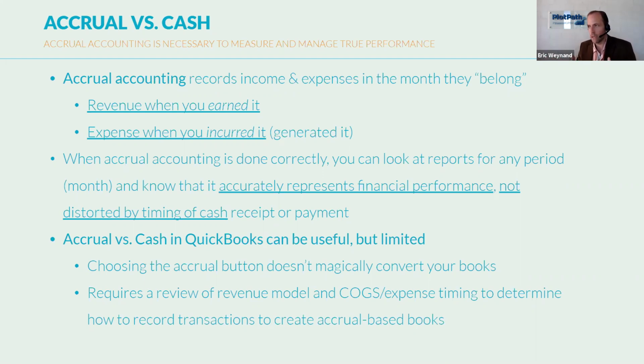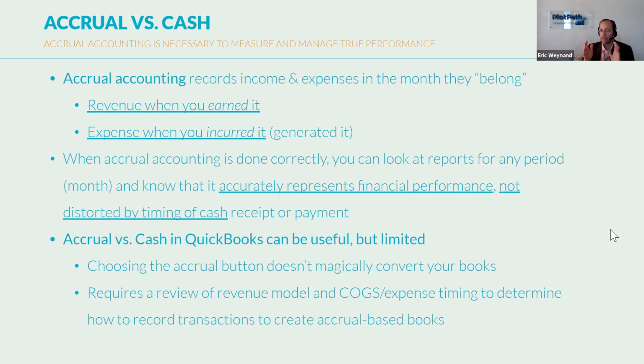You create an invoice in QuickBooks, and that's going to record the revenue in the month that the invoice is dated. Okay, so that's the basic, the invoice and the bills to get revenue and expenses in the right month. What is the benefit of this? When you do this, you can look at reports for any period, be it a particular month, quarter, year, and know that it accurately represents your financial performance, and it's not distorted by timing of cash receipt or payment.